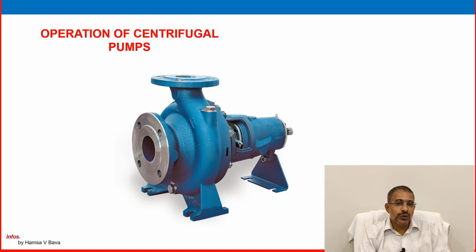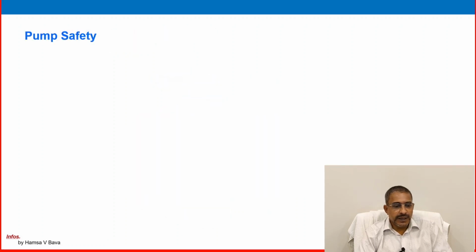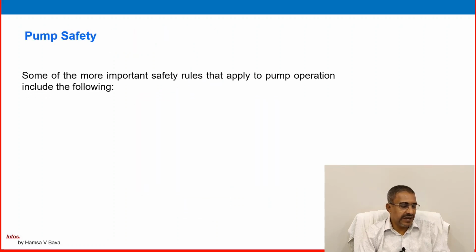Then we will look into the operating conditions and safety features of the centrifugal pump. We have to keep some safety points in mind before operating it, because most of the centrifugal pumps we are considering in oil and gas industry are in hazardous, toxic and flammable environments. So we will be considering safety features as well.